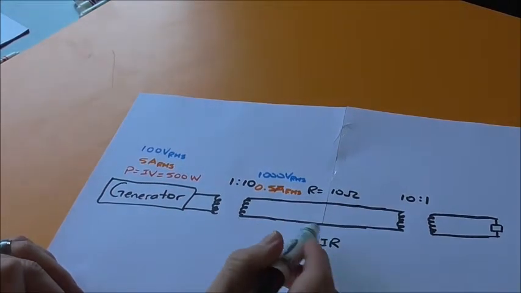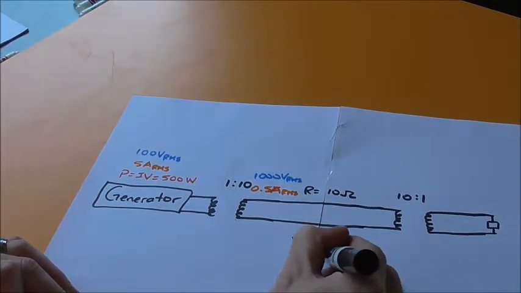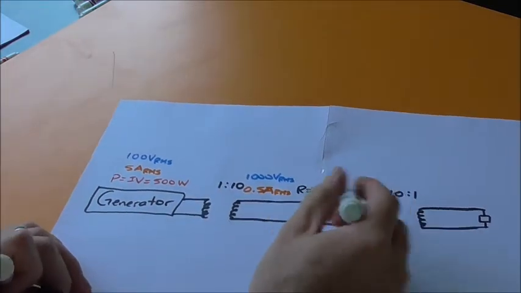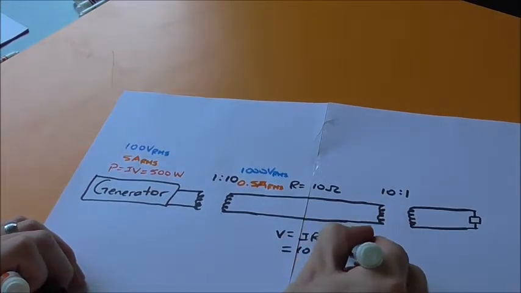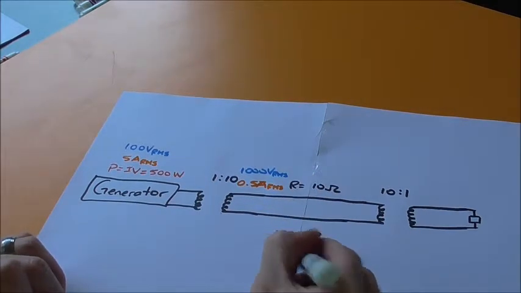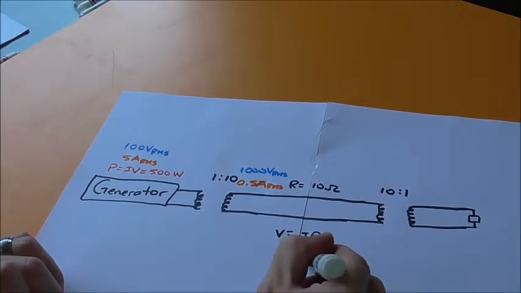That's going to be my voltage drop. So the current in the lines, that's not going to change. That's going to be 0.5 amps. And my resistance is also not going to change. That's going to be 10 ohms. So that means that my voltage drop is going to be 0.5 times 10, which is going to be 5 volts.